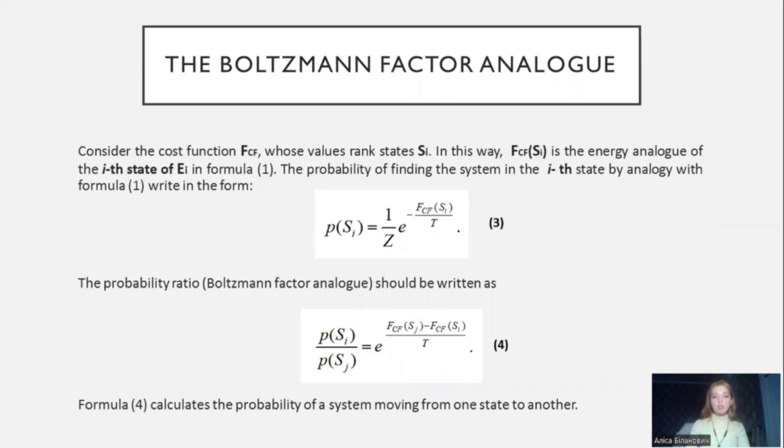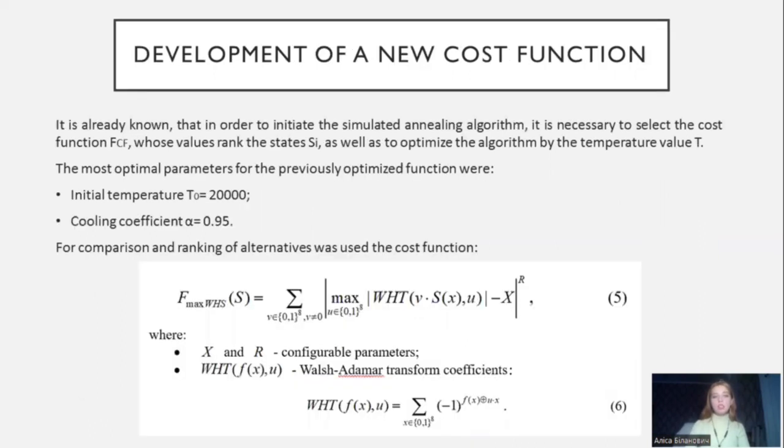Consider the cost function FCF, whose values rank the states S_i. In this way, the function is the energy analog of the i-th state E_i in the formula of the Boltzmann distribution. The probability of finding the system in the i-th state, by analogy with the formula of the Boltzmann distribution, is written in the form below. The probability ratio should be written as follows. It calculates the probability of a system moving from one state to another. It is already known that in order to imitate the simulated annealing algorithm, it is necessary to set the cost function FCF, whose values are the states S_i, as well as to optimize the algorithm by the temperature value T.